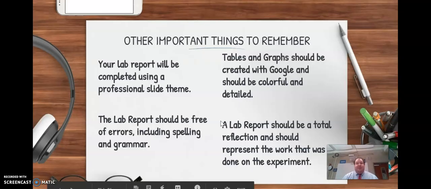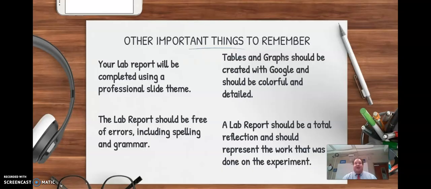Some other important things to remember as you get ready to do these lab reports. This is a reflection of you. This is a reflection of the work that you put into this science experiment. Your lab report needs to be completed using a professional slide theme. I'm not looking for cutesy things. I'm not looking for things that make me laugh when I look at it. I want to see professionalism in everything you do.